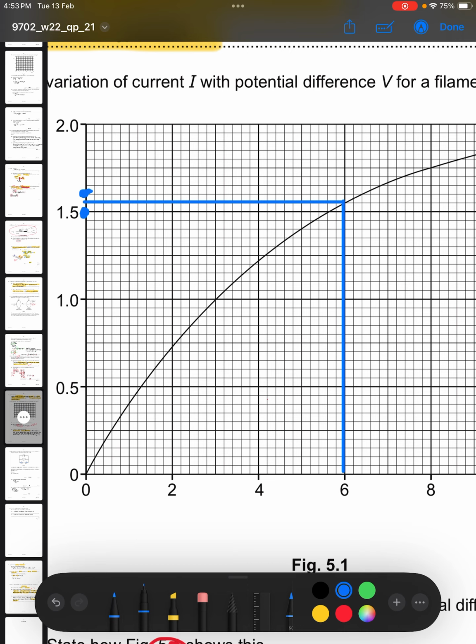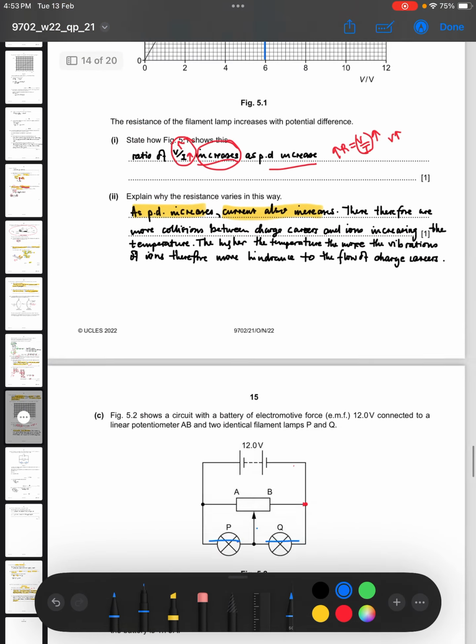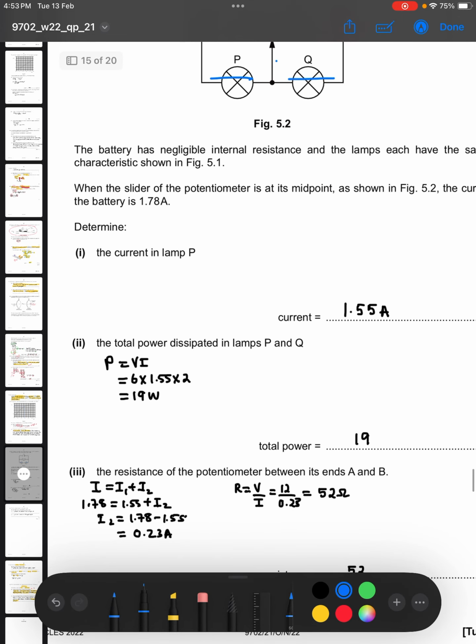So 1.7, 1.8, 1.9. So meaning that there is 1.55. So the current in this case is 1.55 amps, according to the graph. Then the next question says the total power dissipated in the lamps P and Q.